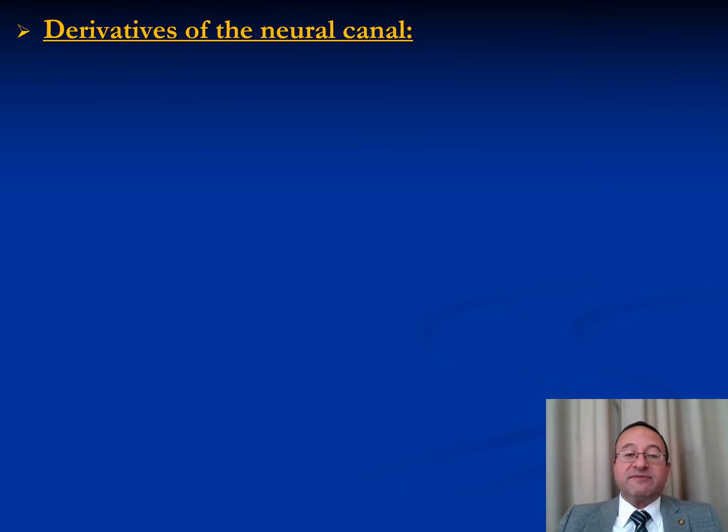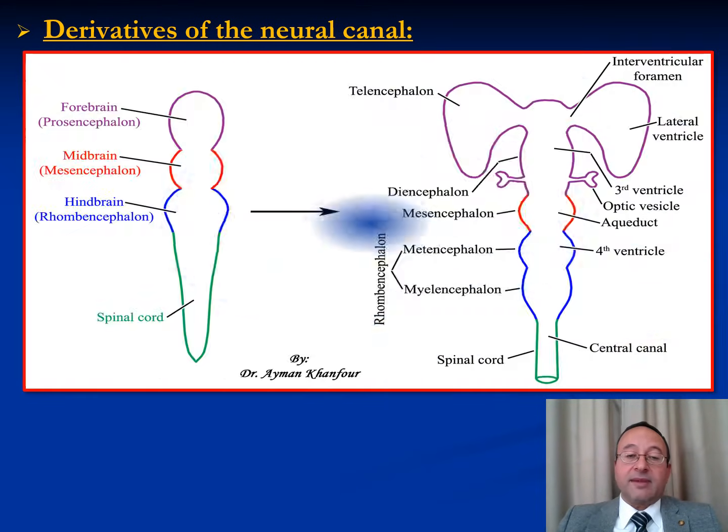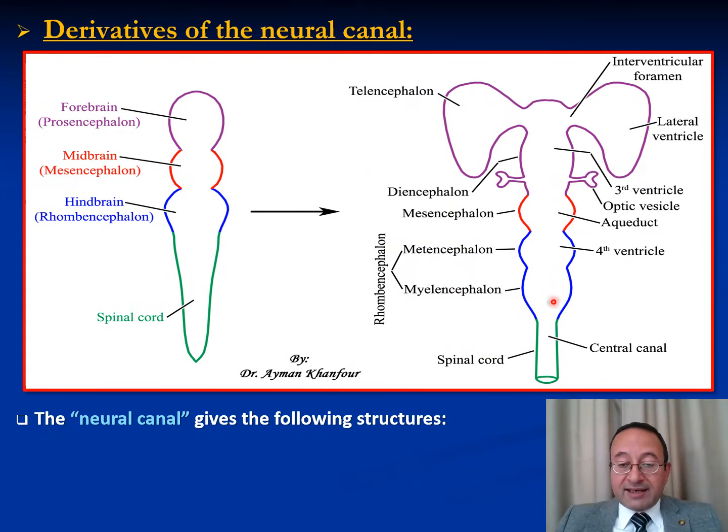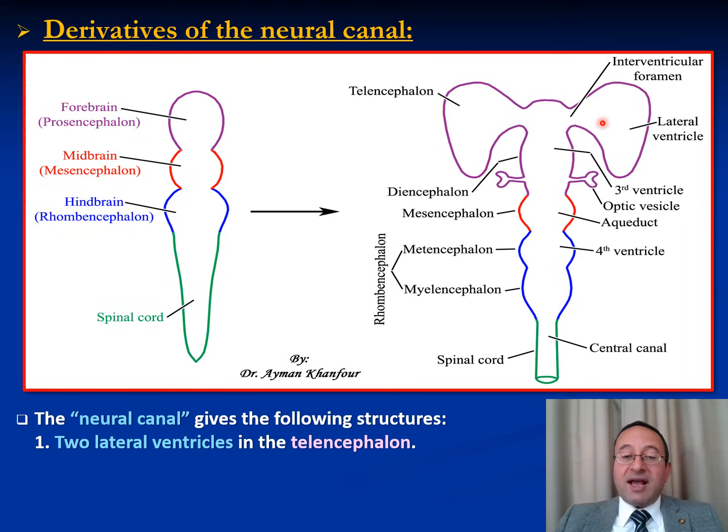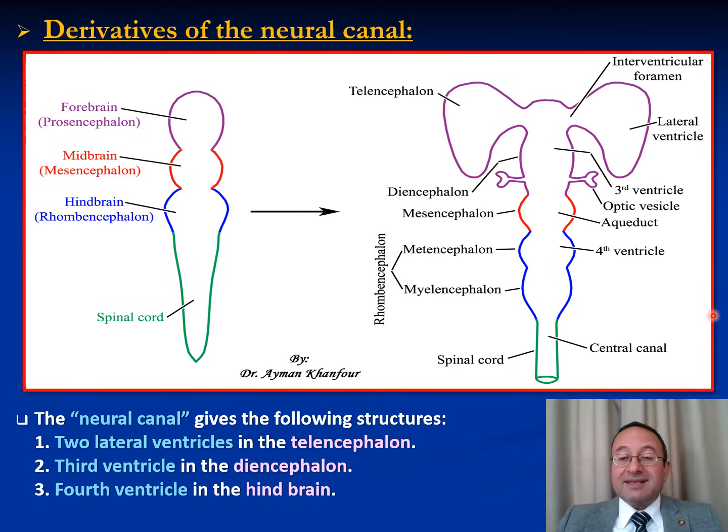The second type of derivatives is the derivatives of the neural canal. Neural canal, it is the inner space, which is this. It gives the following structures. The two lateral ventricles that are present in the telencephalon. The third ventricle that is present in the diencephalon. The fourth ventricle that lies in the hindbrain. And finally, the central canal of the spinal cord.